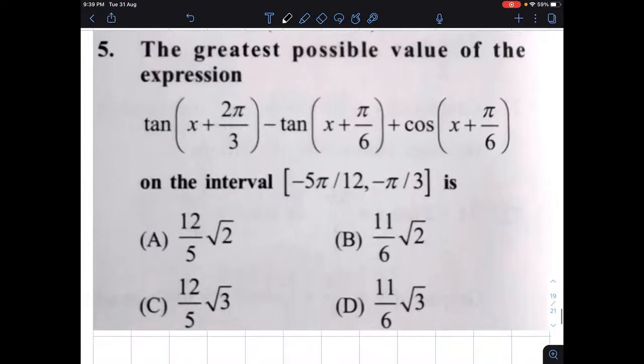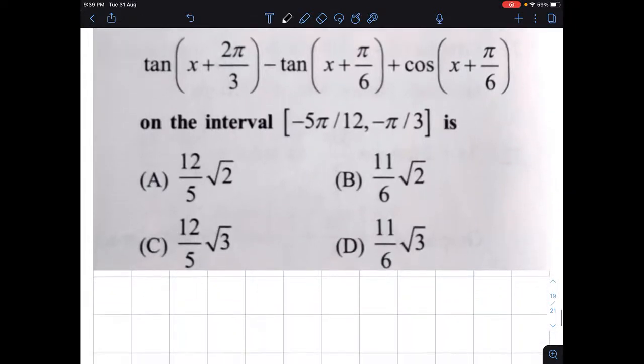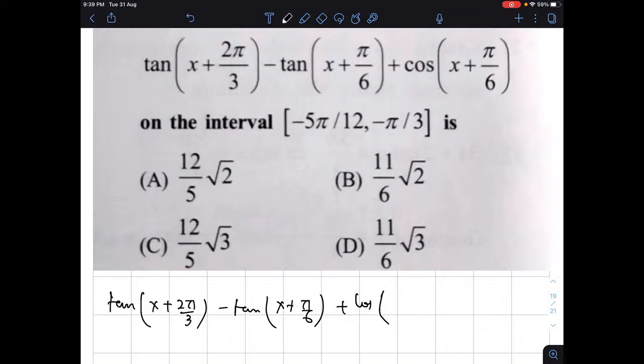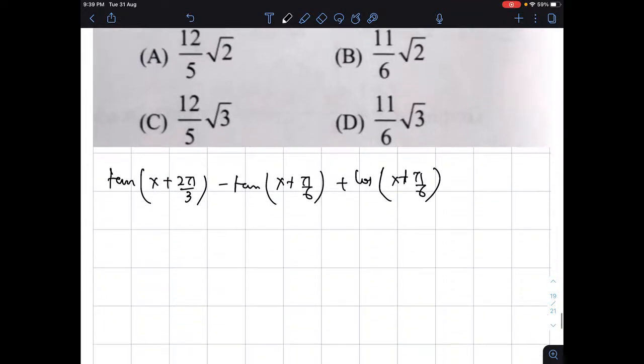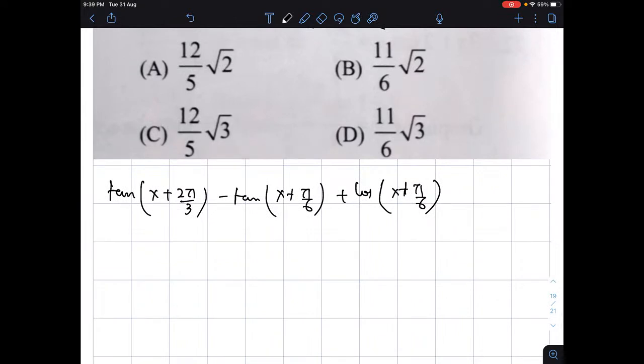The greatest possible value of tan of x plus 2 pi by 3, minus tan of x plus pi by 6, plus cos of x plus pi by 6, in an interval minus 5 pi by 12 to minus pi by 3, they are asking it to us. So how could we write the value of x plus 2 pi by 3?